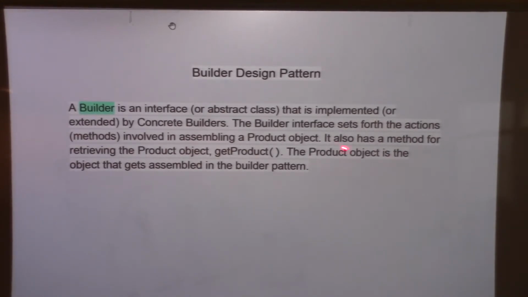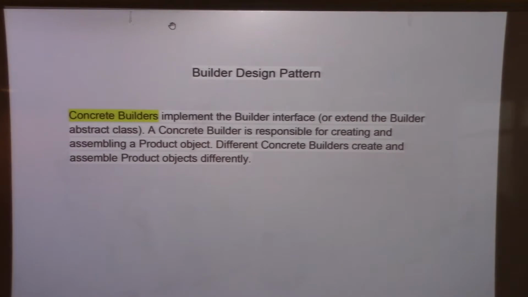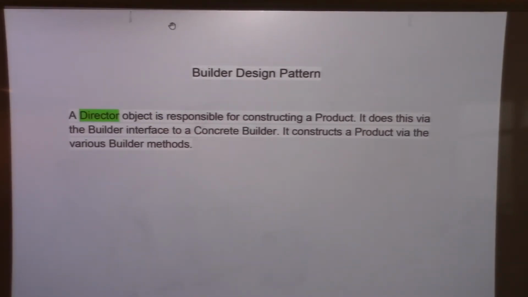The product object is the object that gets assembled in the builder pattern. Concrete builders implement the builder abstract class, and they are responsible for the directions of what to do. What does a director do? Well, what do you think a director does? A director is responsible for constructing the product. It does this by calling... the director doesn't actually do anything. It tells other people what to do. That's what a director does. That's a good name, director.